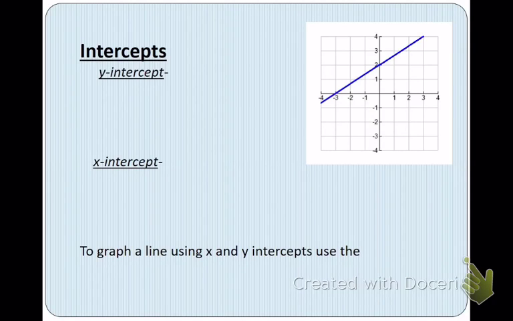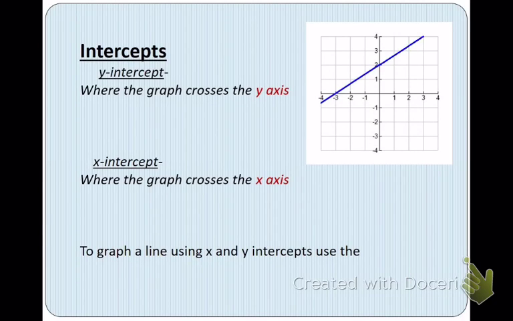All right. Now, x and y intercepts. We know at this point that a y-intercept is where the graph crosses the y-axis. So it makes sense that an x-intercept is where a graph crosses the x-axis. Okay? Now, in order to talk about how to use these, we need to understand what it means to cross the y-axis. So the graph crosses the y-axis here at 2. What are the coordinates for that point? Well, the coordinates for that point are 0, 2.